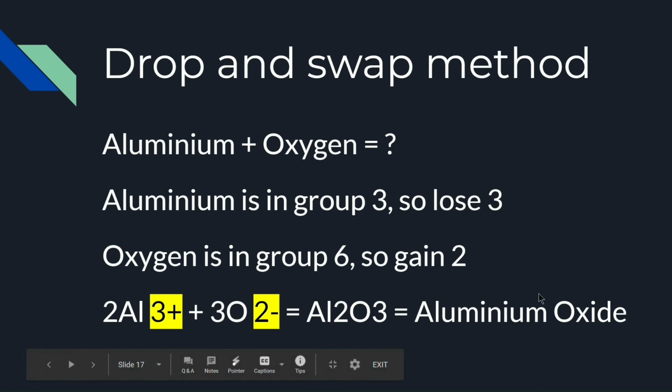So next time, if you see some really weird charges, you don't have to be scared. Just drop the charges and switch them. All you have to do is move this 3 plus to the oxygen and the 2 minus to the aluminium.